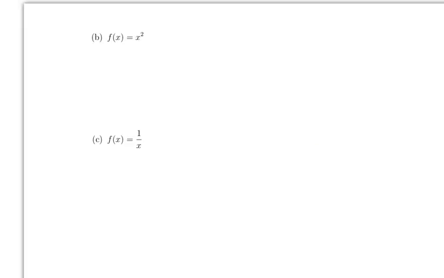So do the same thing: figure out what is f of a, what is f of a plus h, and then plug it into the formula. Remember, the formula was this. Okay, so just try this for 2 minutes. Okay, let's check on this.